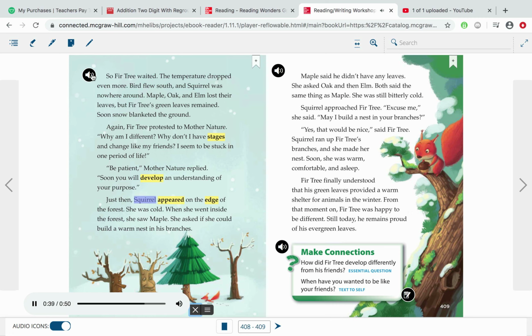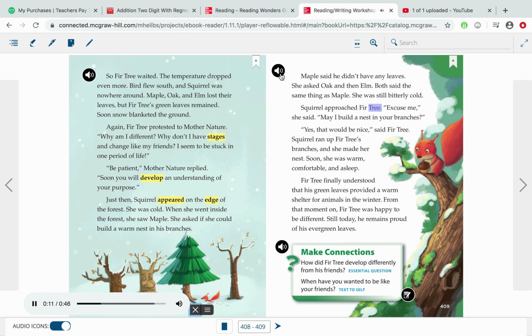Just then, Squirrel appeared on the edge of the forest. She was cold. When she went inside the forest, she saw Maple. She asked if she could build a warm nest in his branches. All right, page 409. Again, Fir Tree's not happy. Maple said he didn't have any leaves. She asked Oak and then Elm. Both said the same thing as Maple. She was still bitterly cold.